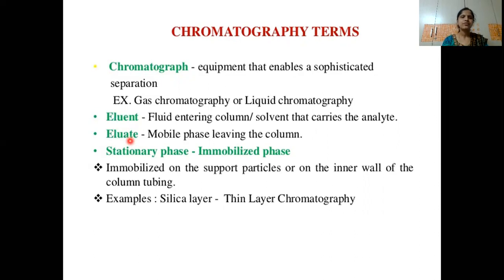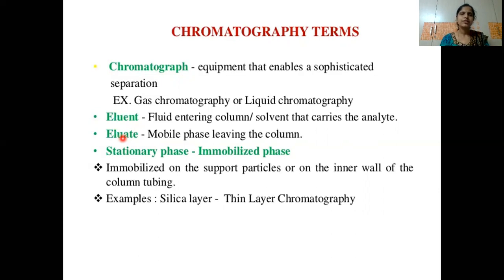So what happens is, when we add this mobile phase into the column from the top, the mobile phase will interact with the sample, and while traveling down, it brings down some of the components along with it. So it comes out of the column. When it comes out of the column, we call it eluate. So eluent is the term used for the solvent, whereas eluate we use when the solvent, after leaving the column, is known as eluate.